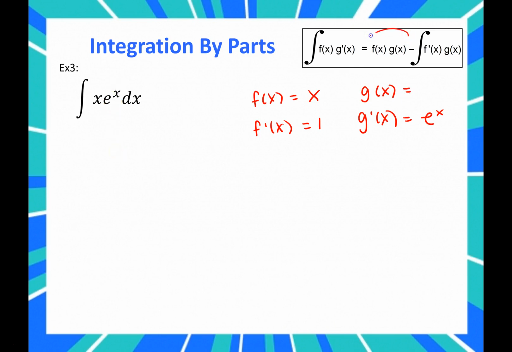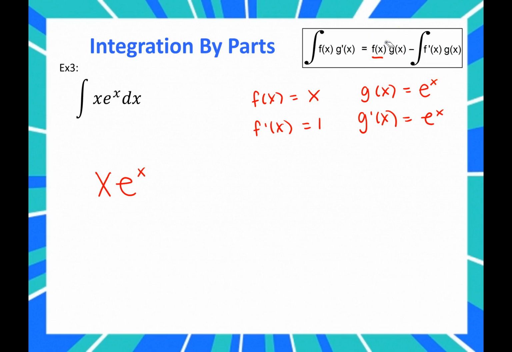All right, now plugging into this formula, I need to do f of x times g of x, in which case that's going to be x times whatever this is. Well, what's the integral of e to the x? That's just e to the x, and again, you can check that by saying, what's the derivative of this? Yes, I get that. So going back to this, I need to do f of x, which is x, times g of x. So that's going to be x times e to the x.